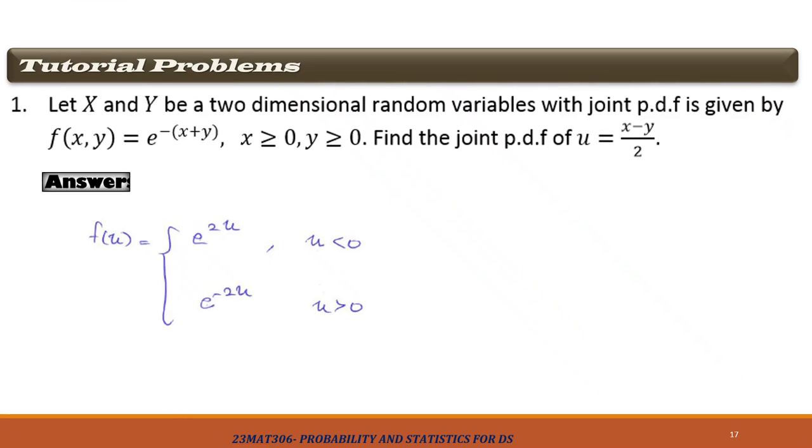This is the tutorial problem. Here, we take a two-dimensional random variable with a joint probability density function, so it is a continuous random variable. That function is given here. Note that x and y are both greater than or equal to 0.